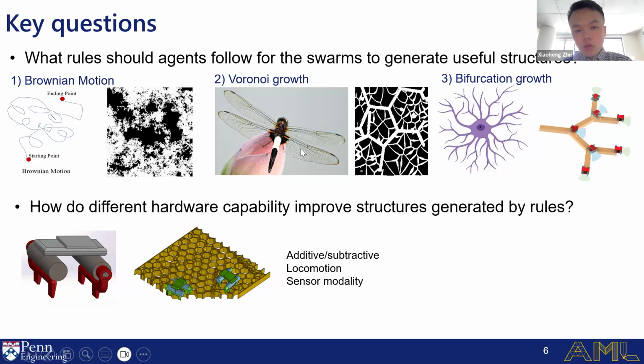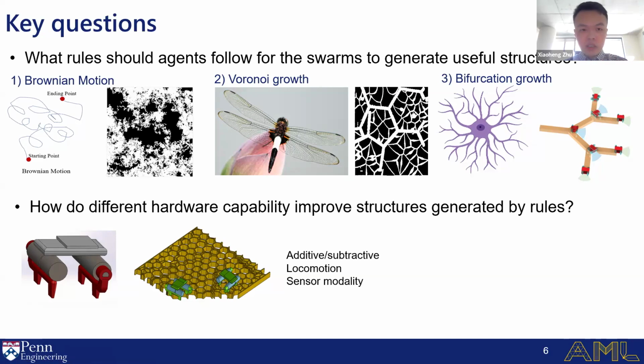And also, we tried to mimic the growth of the Voronoi structure. You can see that Voronoi structure is commonly seen in nature, like this dragonfly. On their wings, there are some Voronoi structures. So we mimic that. You can see here we have the primary structure implemented with a secondary structure. And the final and most important rule we show in this work is called the bifurcation growth. For the bifurcation growth, we mimic the growth of the neural network. In that case, a single beam can be bifurcated into two to form structures.